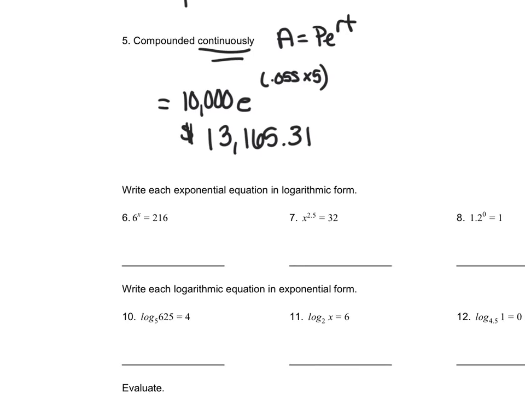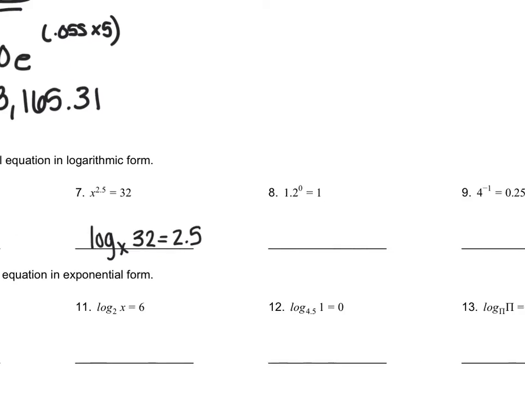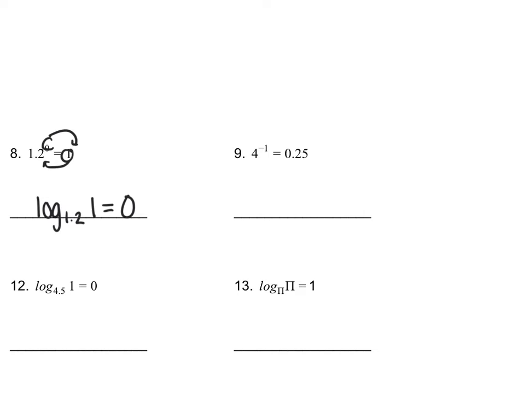All right, write each exponential equation in log form. So we do log, remember, these switch. Base 6 to 16 equals x. So log base x of 32 equals 2.5. We switched and put log in front. So this is going to go here, this is going to go here. So log 1.21 equals 0. Log base 4 of 0.25 equals -1.